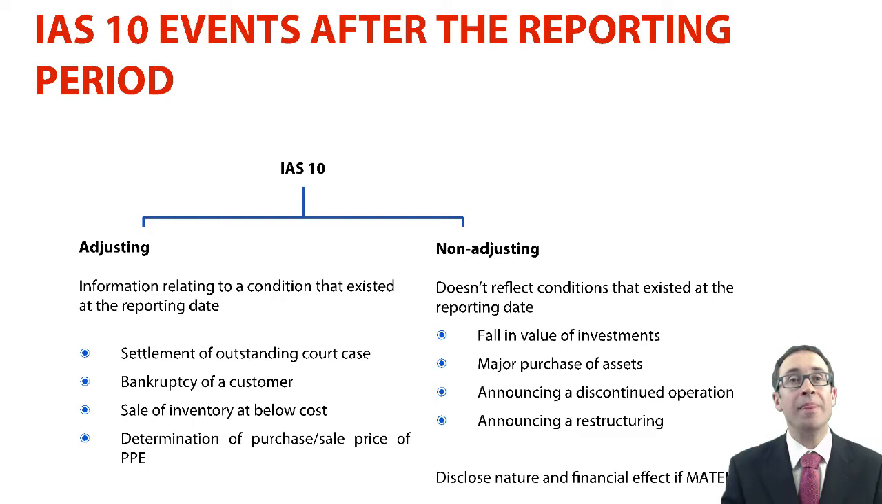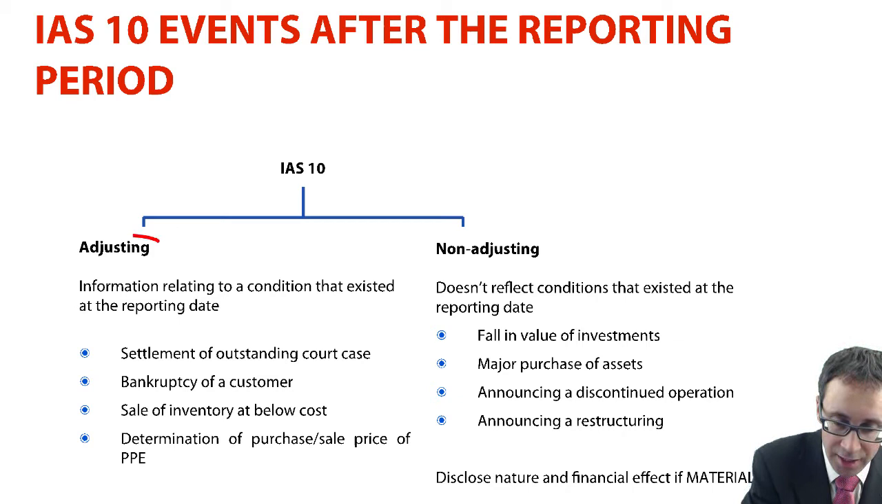So what we're looking at, as we said, is events after the reporting period covered by IAS 10. There shouldn't be anything too technically demanding of you within the exam. Remember, all that we're looking at is an event that happens between the reporting date and when the accounts are authorised for issue for publication to the shareholders. If things happen in between that period, then we need to assess the item to see whether it is either an adjusting event or a non-adjusting event.